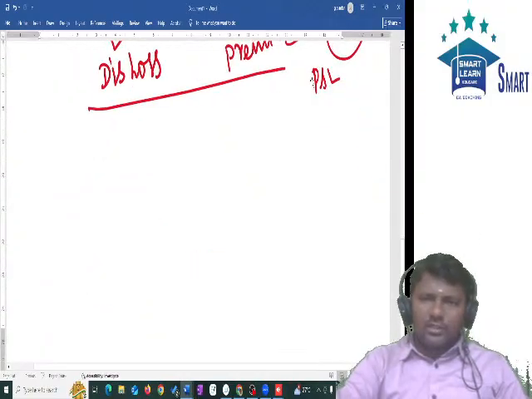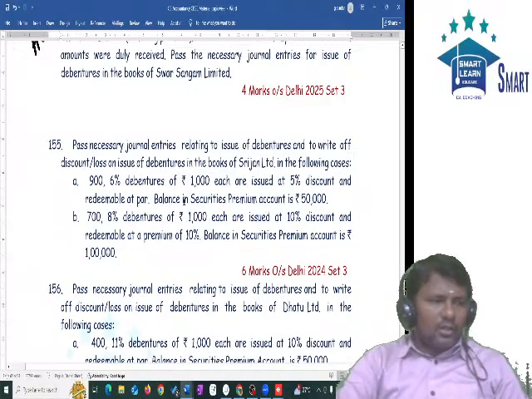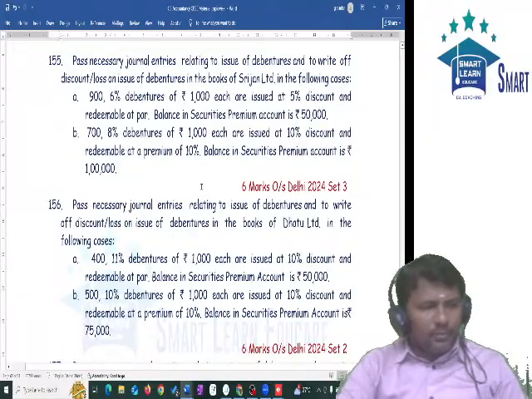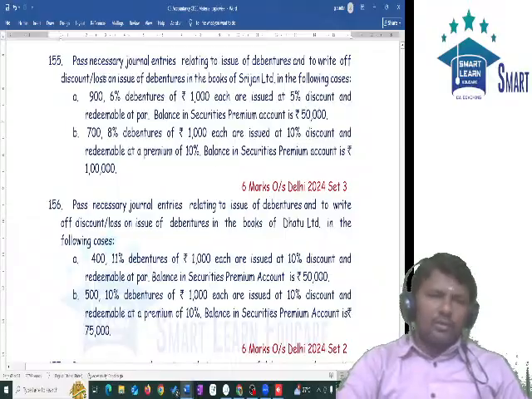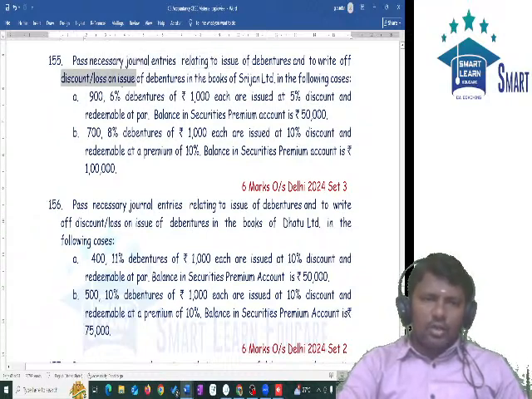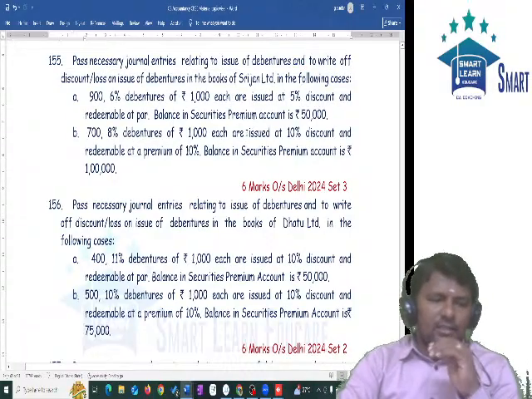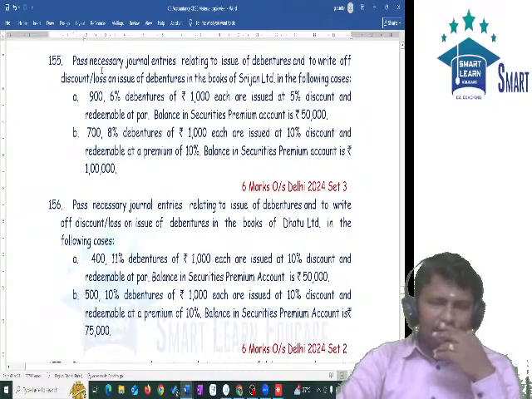Now we will proceed further relating to debenture. We will take up the next set of questions. We completed up to question number 154. Now we will proceed with question number 155. Read this question. Pass journal entries relating to issue of debentures and write off of discount or loss on issue of debenture in the books of S Limited. This type of question is frequently asked for 6 marks. Very important. Read this question carefully.